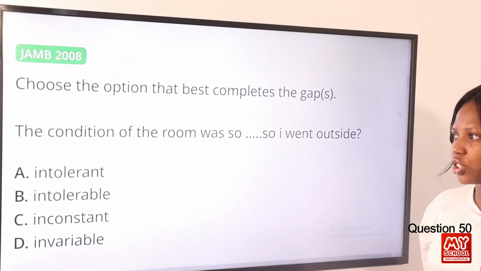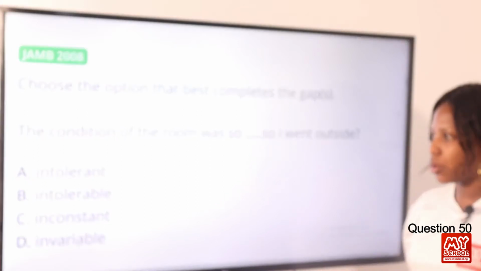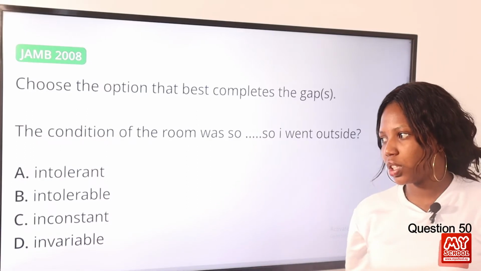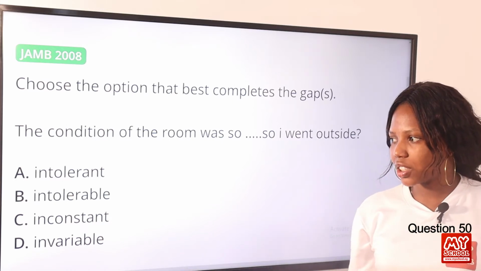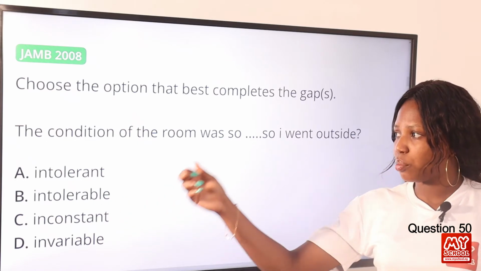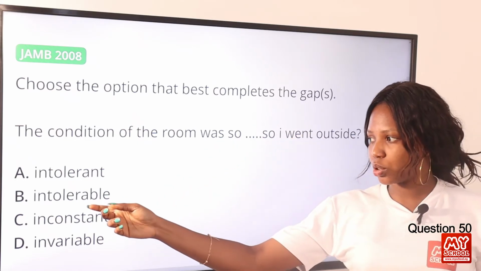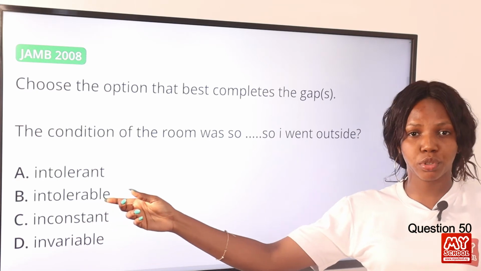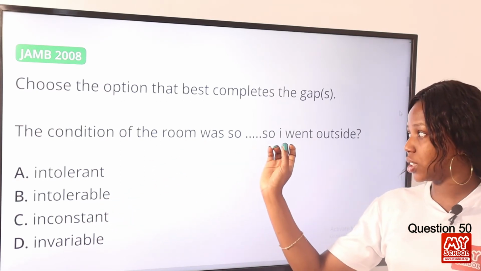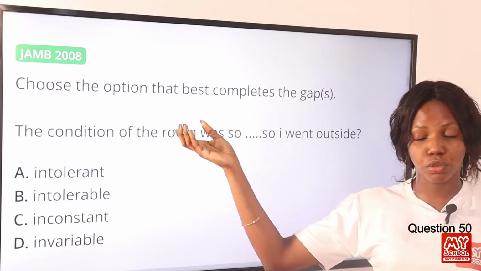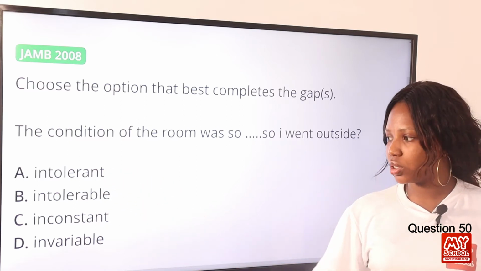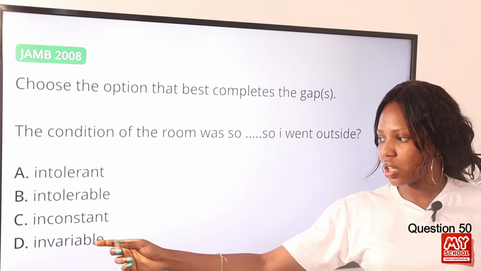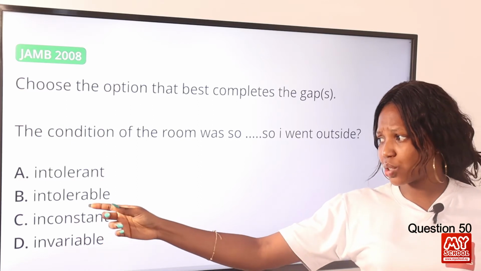Question 50. The condition of the room was so dash, so I went outside. Option A, intolerant. Option B, intolerable. Option C, inconstant. Option D, invariable. So these are all adjectives, but the answer to this question is intolerable. Based on this context, the best answer to this question is option B. Now, intolerable is unbearable, something that you cannot endure. And in this context, somebody went outside because of the condition of the room, so it's unbearable. Intolerant means not tolerant of views or opinions, inconstant means frequently changing, invariable means never changing. So the answer to this question is option B, intolerable.